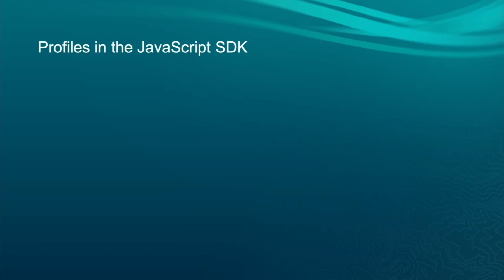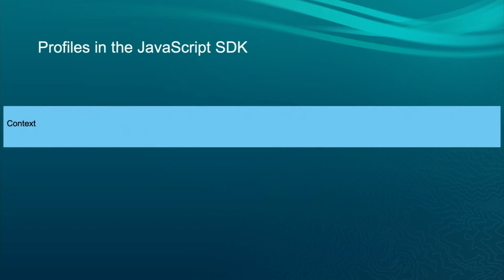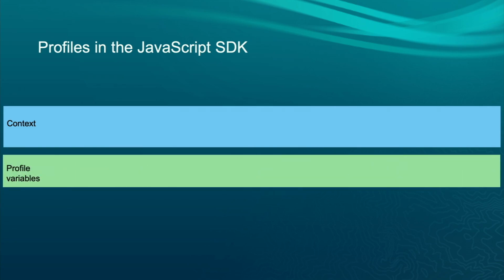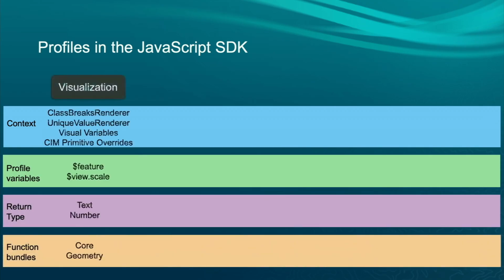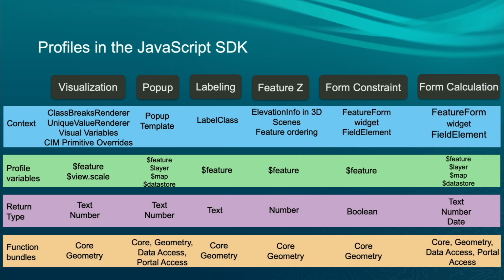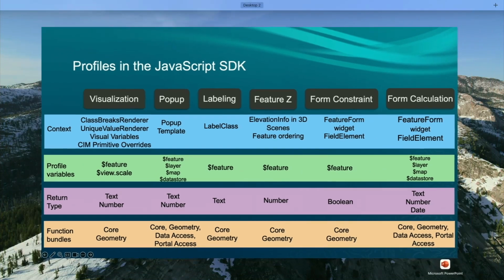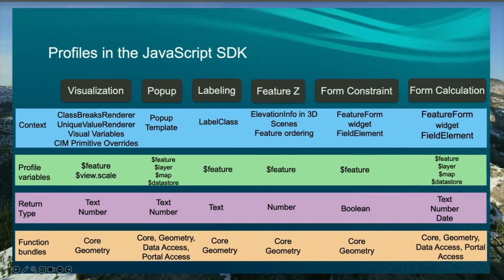Okay, so now that you know a little bit more about profiles and Arcade, here's an overview of all the Arcade profiles you have access to in the JavaScript SDK. The first row is going to represent the profile context. I guess I had way too many animations. We'll just skip through that. So the context, the profile variables, return type, and function bundles. All this is mentioned in the doc pages. Next, we're going to go into each of these profiles in a little more detail and show you some demos.